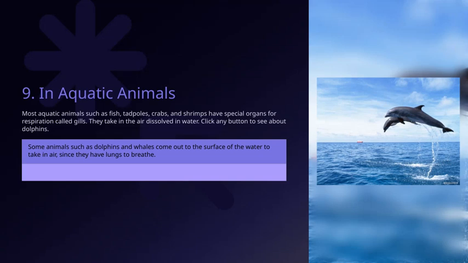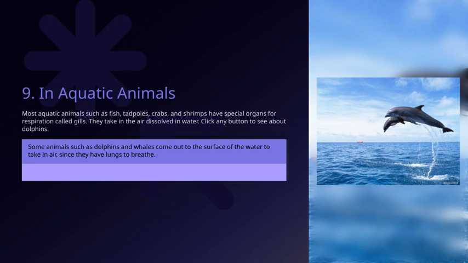Some animals, like dolphins and whales, actually come up to the surface of the water to breathe. They have lungs, just like we do, so they need to take in air from above the water. This is pretty fascinating because it shows how different animals have adapted their breathing methods to fit their environment.